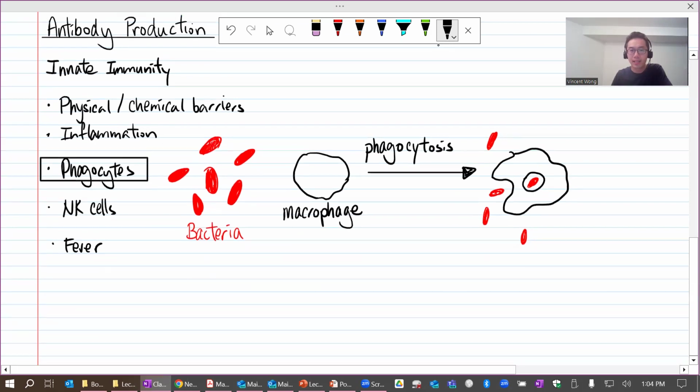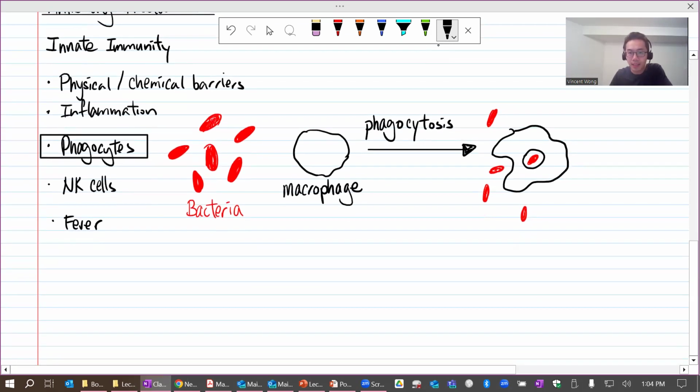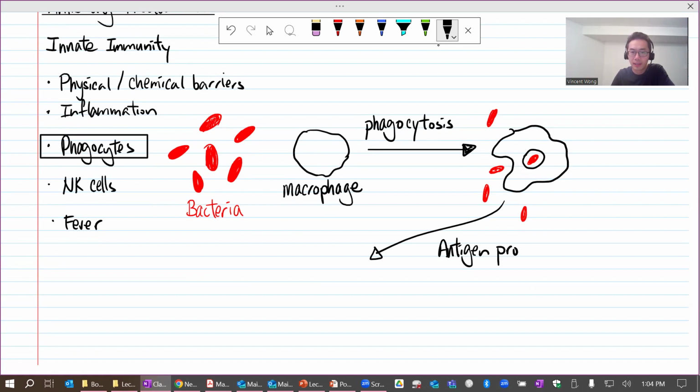Next is new. Next, what's going to happen is the macrophage is going to do something called antigen processing. Okay, don't look this stuff up on the internet. I am simplifying it a lot. If you read it on the internet, it's going to confuse you. Just take my word for it. I will only test you on what I'm teaching you, and that should be enough.